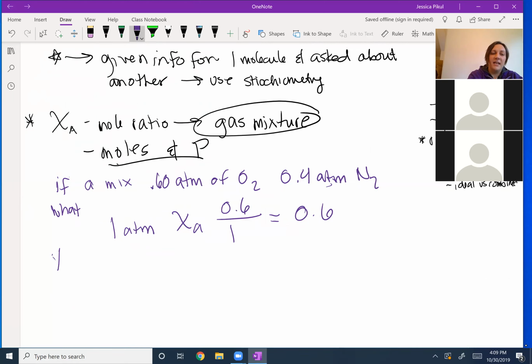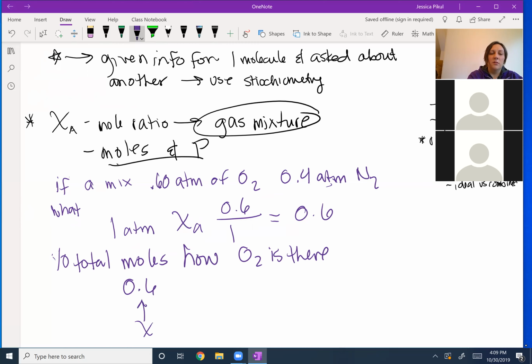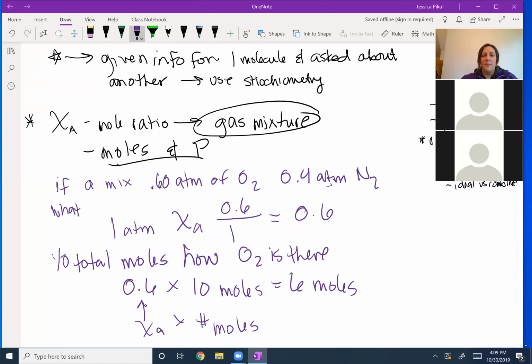So if we know there's 10 total moles, how much O2 is there? We would just multiply the mole ratio times the number of moles. And you might have an equation where we have to sort of combine this with maybe the ideal gas law. Yeah, this one, we'll use it since it's just really a concentration thing. It might be isolated on its own.